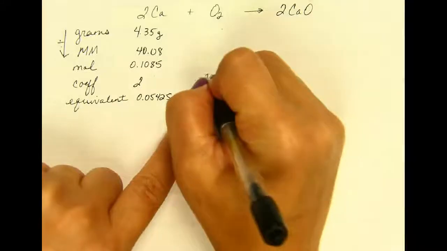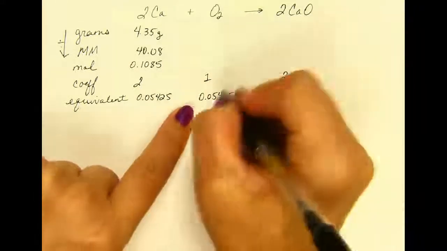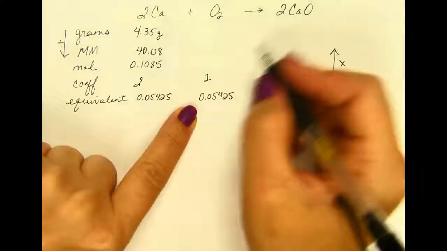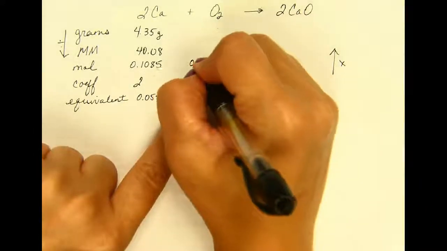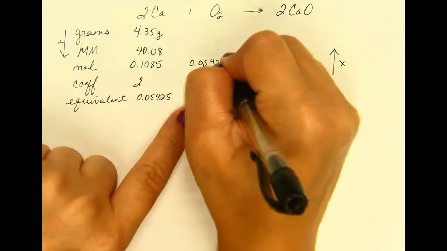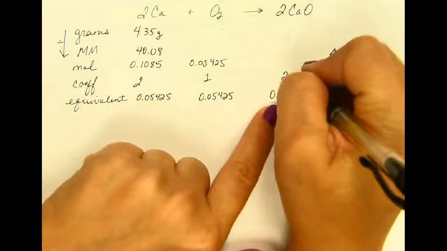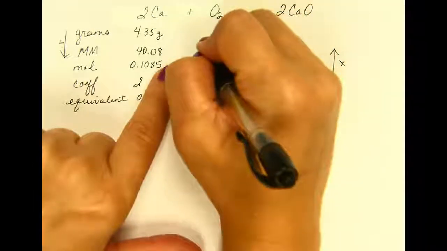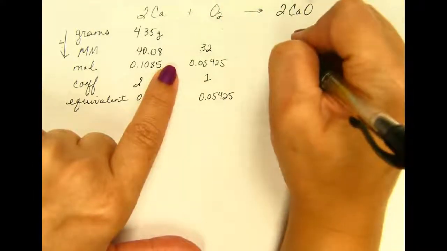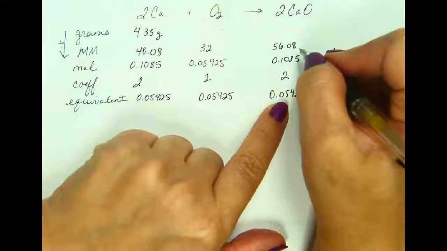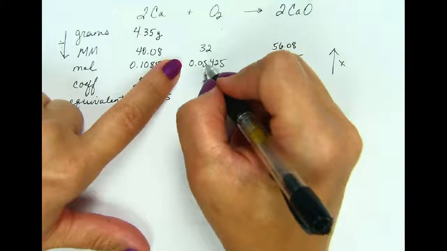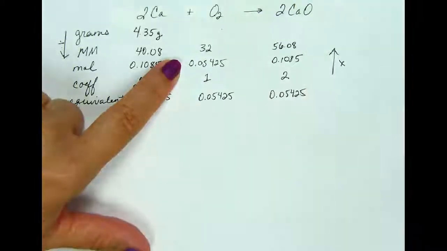And then I'm going to put the coefficients here and here. Now, because I'm going up the chart, I'm going to multiply. So this times 1 is still 0.05425. And this times 2 is 0.1085. And then I'm going to use the molar mass, which is still 32 for oxygen, and is 56.08 for calcium oxide. And so now I'm going to multiply this amount and this amount.